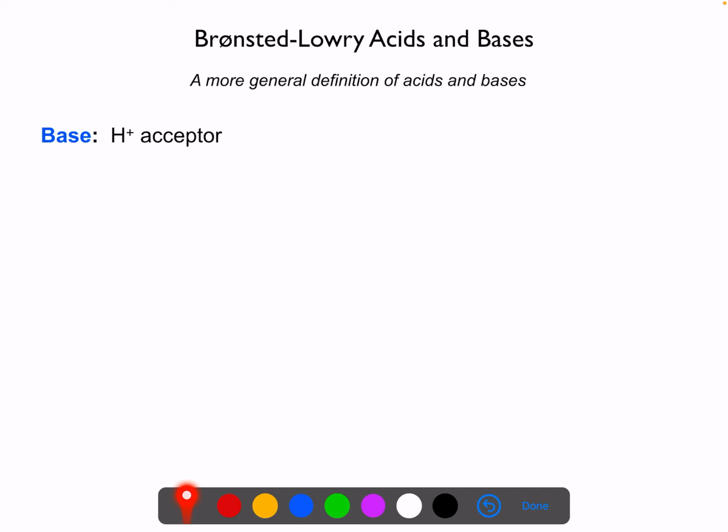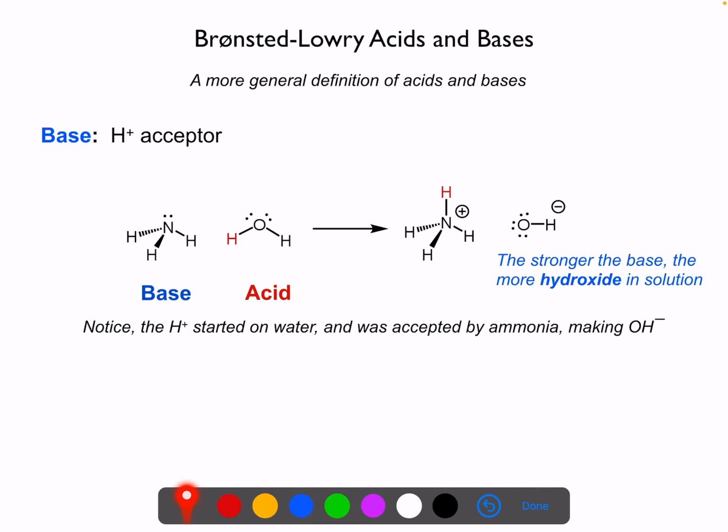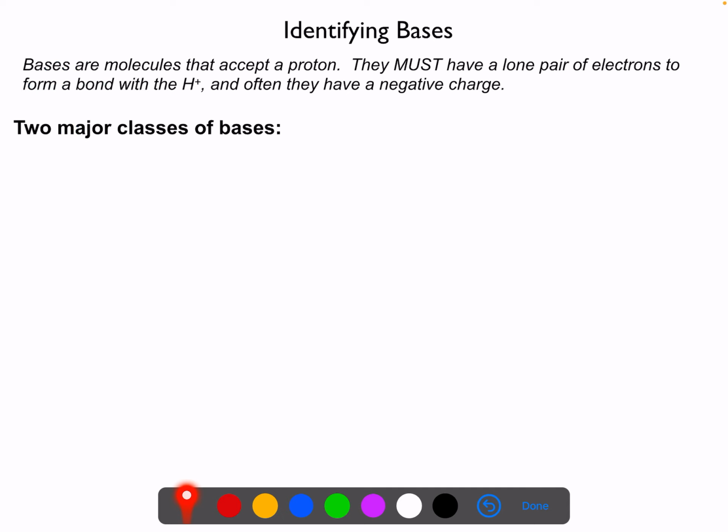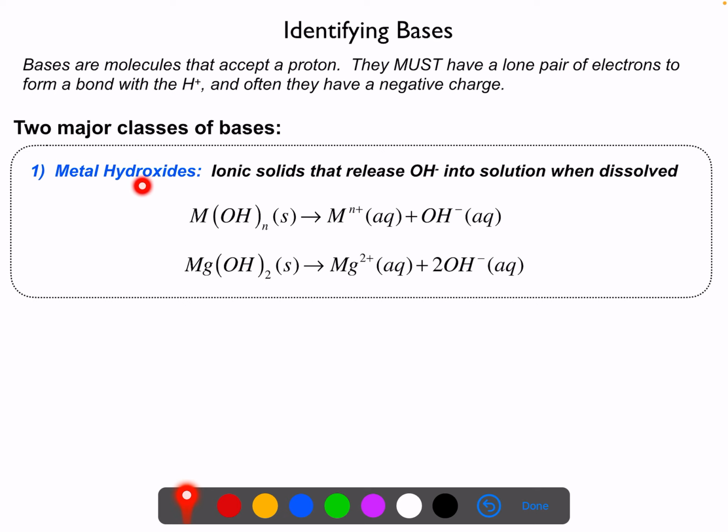So just a couple quick notes on bases. We touched on these before, but just to remember, a base is a proton acceptor. The more hydroxide in solution, the more basic that solution is. We have two major classes of bases. The first is a metal hydroxide, an ionic compound that's going to put hydroxide in solution. So if we have a metal hydroxide, that's going to dissolve in water to some extent, putting hydroxide in solution, and therefore making it basic.